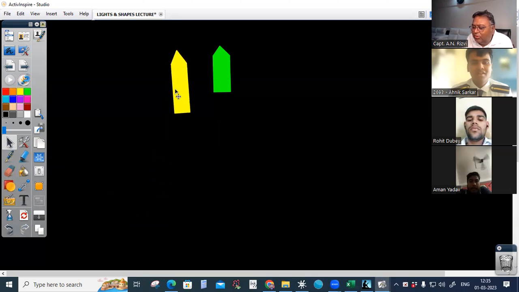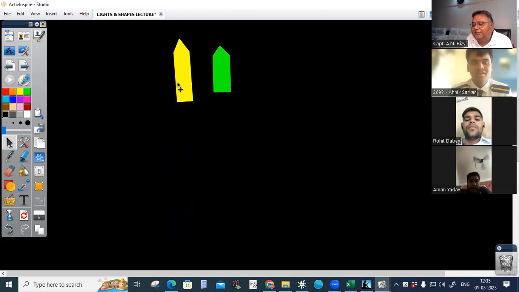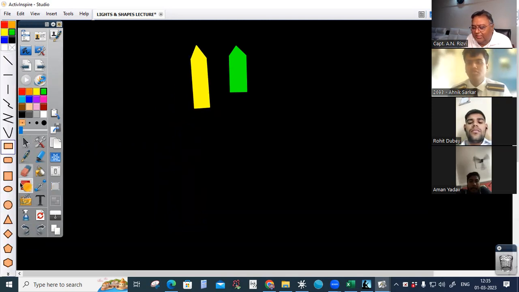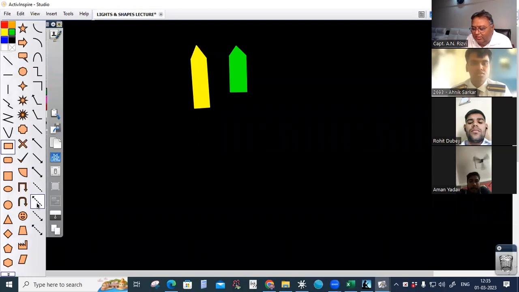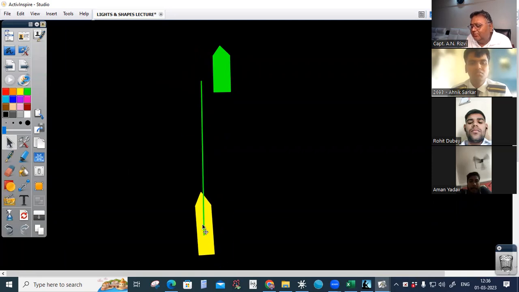Maybe it will pass like this, too close. There is still a risk of collision. ये सीधा सीधा ऐसे जा रहा है. Look at this projection. If this vessel is moving like this, it still is going to collide. Bearing is constant. Range is decreasing. It's passing too close, man.